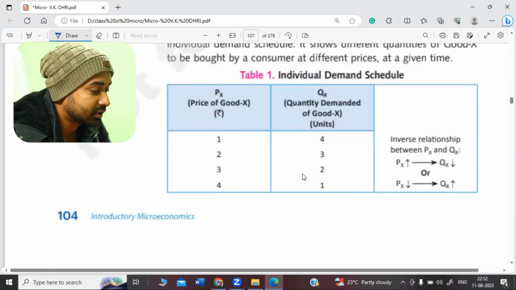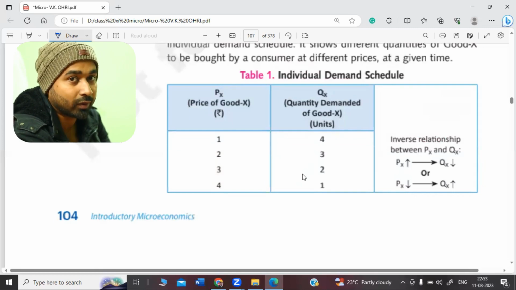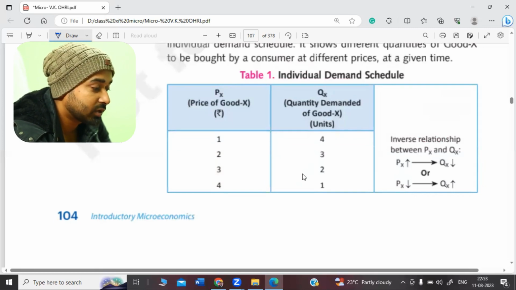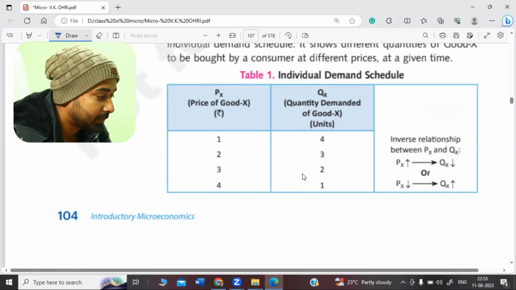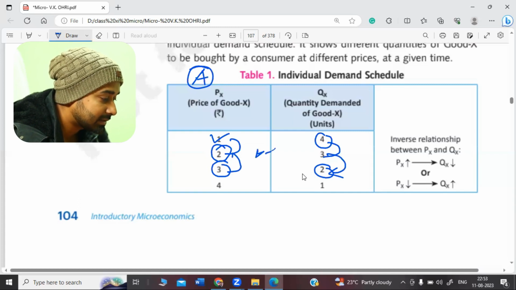This is the individual demand schedule. What does it mean? The quantities demanded by a single person are known as the individual demand schedule. Can you see that here? For example, person A, consumer A. Consumer A's purchasing power is like that. If the price of a good is rupees 1, the quantity demanded is 4. As the price increases, the quantity demanded decreases. Price increases from 2 to 3, quantity demanded decreases from 3 to 2. You can find that where the price increases, the quantity demanded decreases.